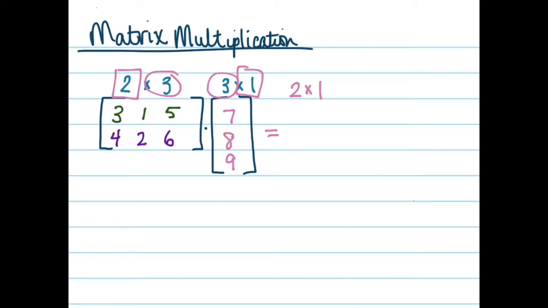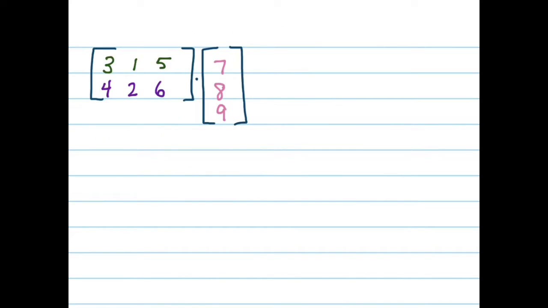We need to multiply each row by the column in the second matrix. So what I'm going to do is multiply this row by this column, and then for the second row in my answer matrix, I'm going to multiply this second row by this column. So let's see how that looks. I know my answer is going to be a 2 by 1, so I'm going to start my matrix so that I have 2 rows.